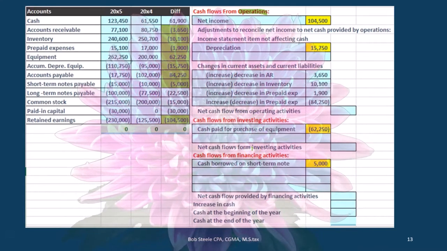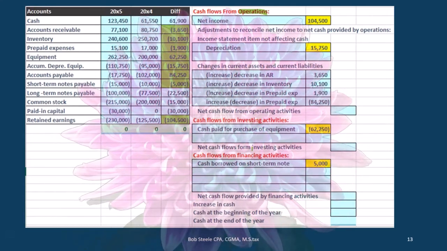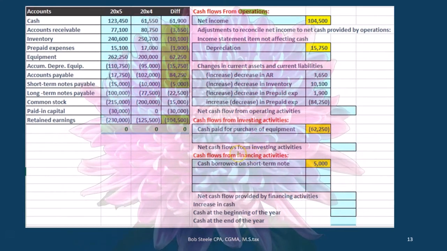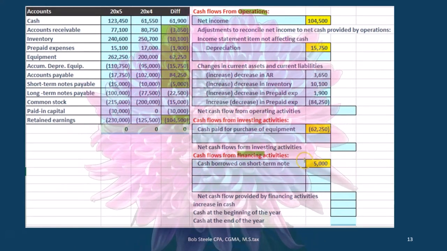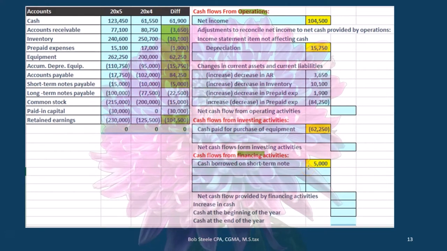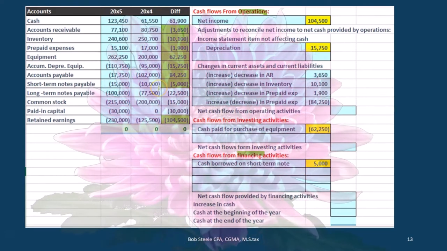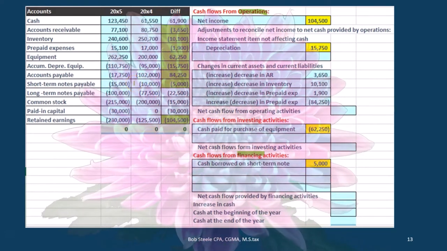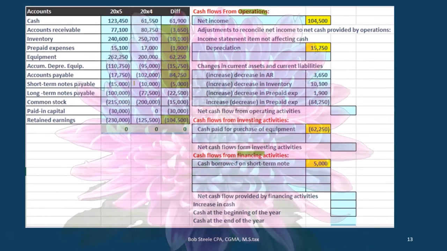Clearly, if we're loaning and borrowing money, that's actually a financing activity. It's going to be down here in the financing section. And so we're going to follow our same rules. I'm going to flip the sign. It's a negative here, so I'm going to make it a positive here. And the logic being that, well, it went up. Therefore, I'm going to assume that we borrowed cash.